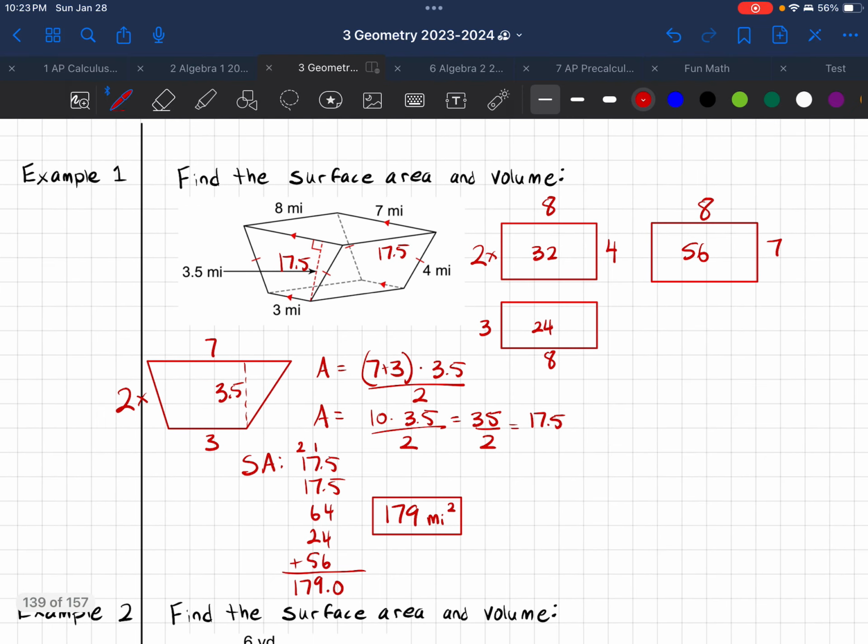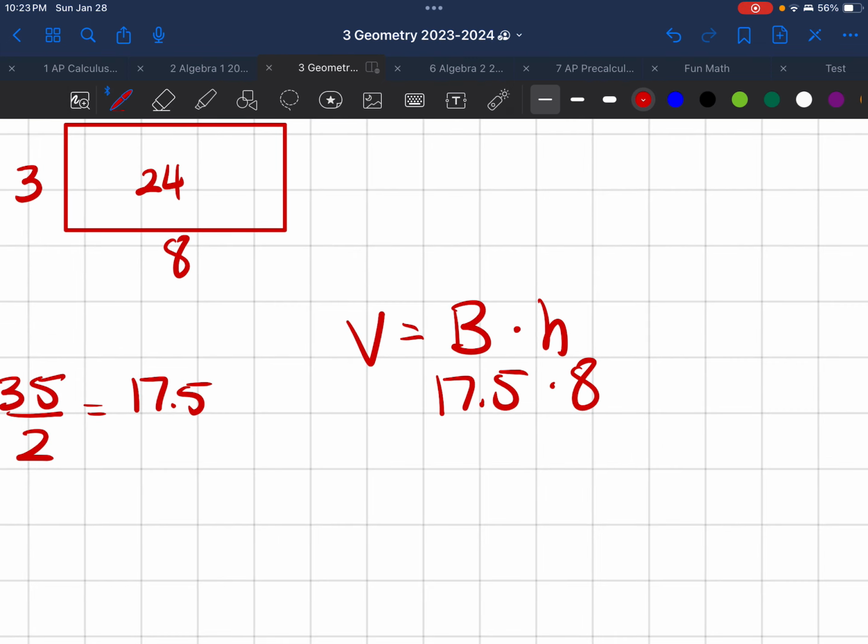The next question is asking about the volume. The volume is going to be the area of the base shape, and we already found the base shape. I'll write this out for us. The volume is going to be the base shape times the height. We know the base shape is 17.5, and we know the height is 8. The way that I multiply by 8 is it's a double, double, double, and 2 times 2 times 2 is 8. So that's how I'm going to try to do this one in my head.